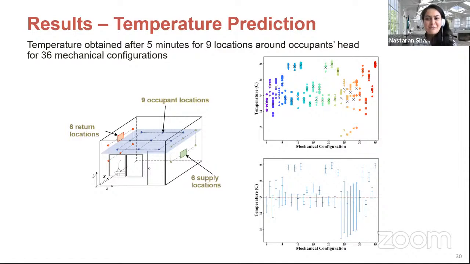While an average temperature lower than 24 can be achieved, the temperature for several occupant locations could be higher than 24 degrees. And the temperature differences in different mechanical configurations can vary considerably, for example, more than 6 degrees for the configuration MC25. Next slide.